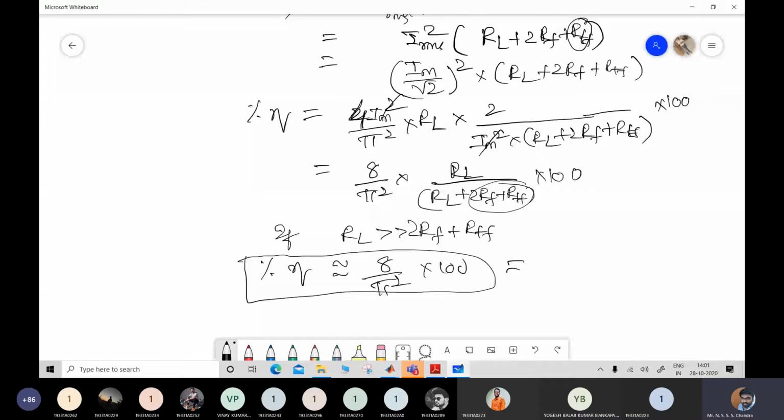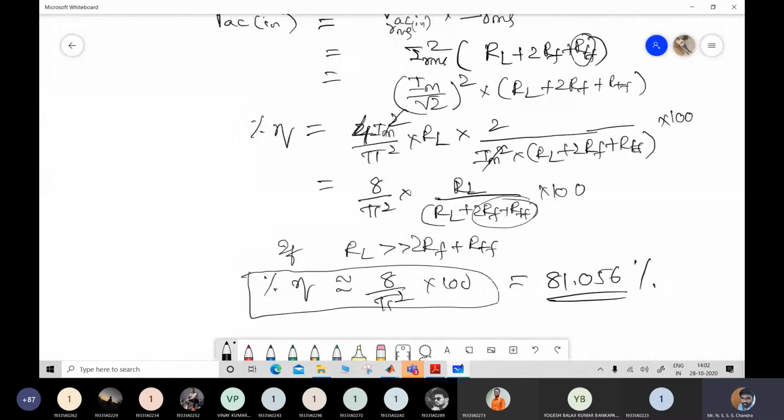It is 81.056%. Okay, so if you check with the rectifier efficiency of half wave rectifier, you can see that for half wave rectifier efficiency is equal to 4 by pi square into 100, whereas here it is 8 by pi square. So I can say that the efficiency of the rectifier has been doubled when we have moved from half wave rectifier to full wave rectifier. So which one is a better rectifier? Full wave rectifier.